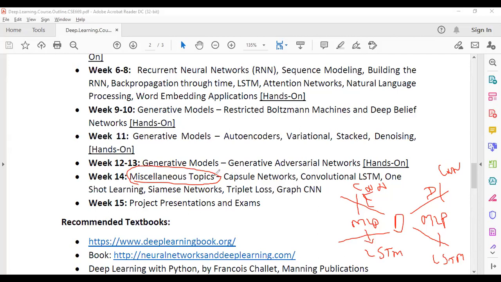So we have two or three things here: capsule networks, which we can cover very briefly. Convolutional LSTM, that's one example in which a convolutional neural network is merged with an LSTM. One shot learning, Siamese networks, triplet loss, graph CNN. This is not very important because it can get very complicated; if time remains, we'll do that. And then we will have the project presentations and exams.